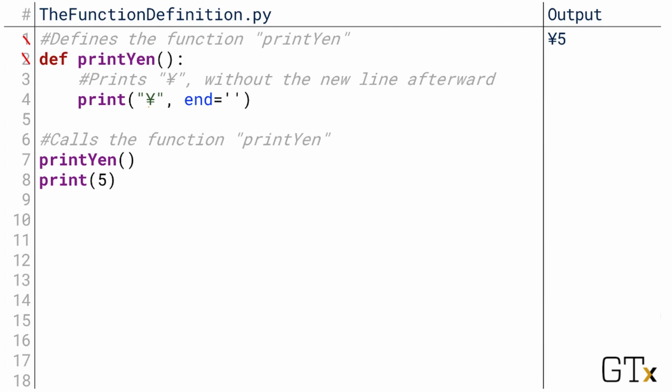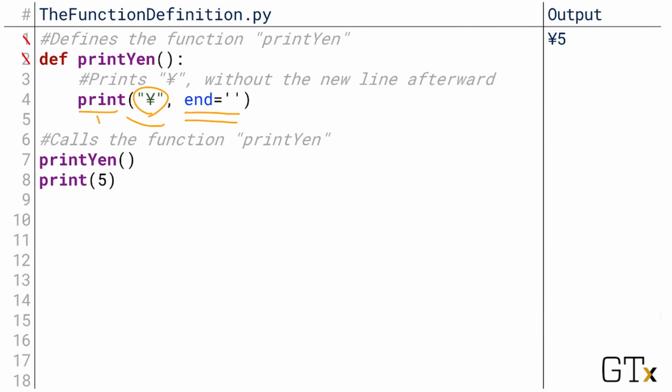So since the goal of the function is just to print the symbol for yen, all this function does is print yen. Actually, though, this print statement has a little bit of something extra. It has this end equals apostrophe apostrophe at the end. By default, the print function prints whatever is in parentheses on its own line, and then starts the next print statement on the next line.